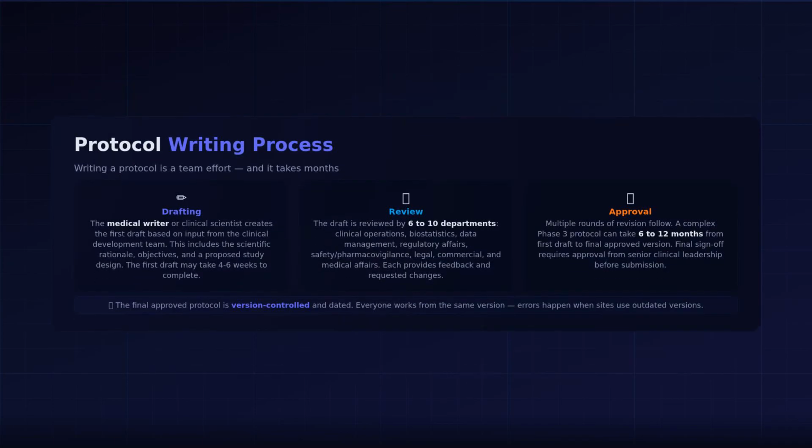Writing a protocol is a team effort. It typically starts with the medical writer or clinical scientist drafting the document. The draft is reviewed by clinical operations, biostatistics, data management, regulatory affairs, and safety. Legal and commercial teams may also review. A complex Phase 3 protocol can take 6 to 12 months from first draft to final approved version. The process involves many rounds of revisions before it is ready for submission to ethics committees and regulators.